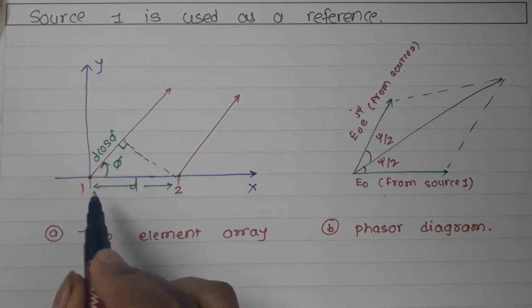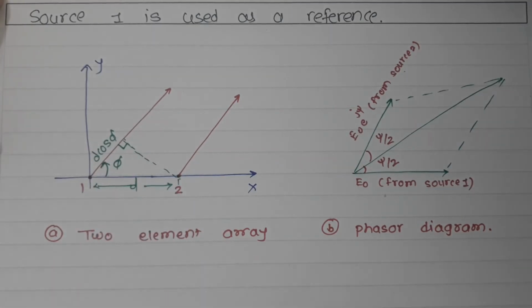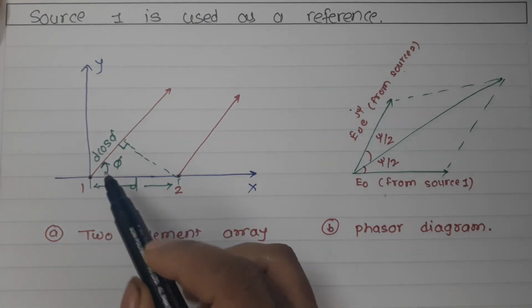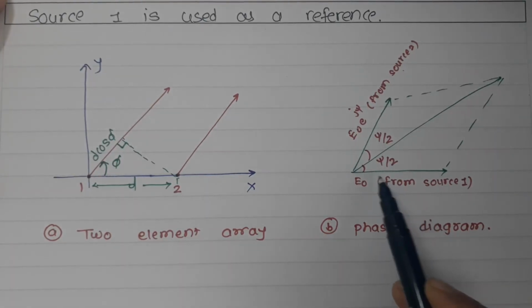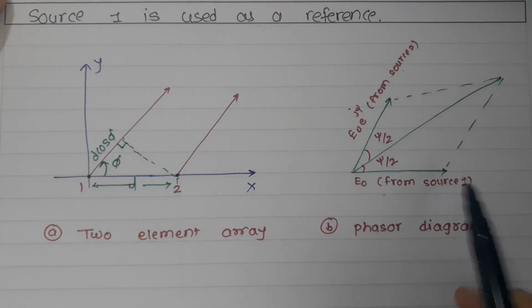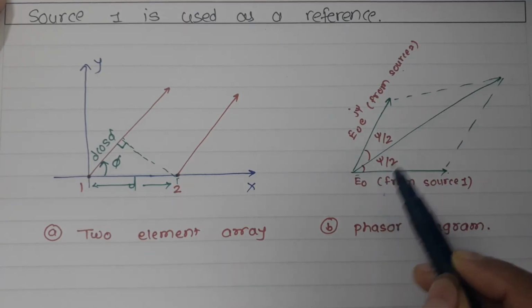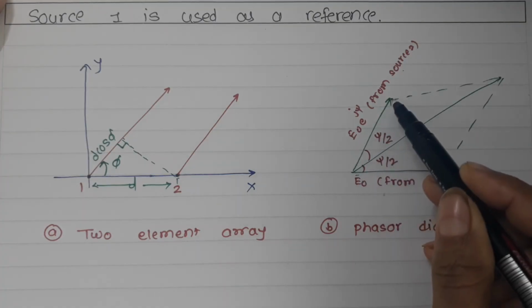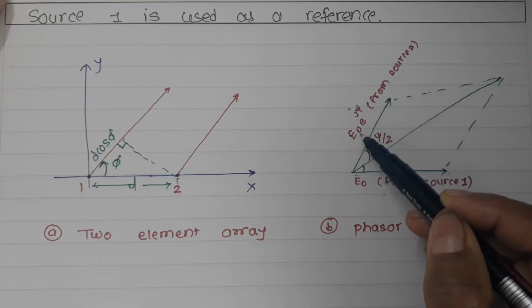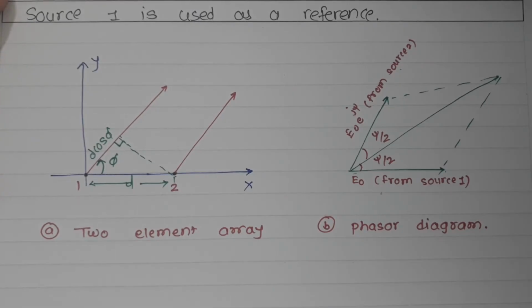Now the next possibility is that source 1 is used as a reference. So here the source 1 is used as a reference and source 2 is over here. If we see the path difference between these two sources, it will be d cos phi. And if we talk about the phasor diagrams, this will be the E0 from the source 1, and as this is the reference, this will have e raised to 0, meaning 1. Here is the phase shift, or you can say the field because of source number 2, E0 e raised to j psi. This is something which changes when we change the reference.